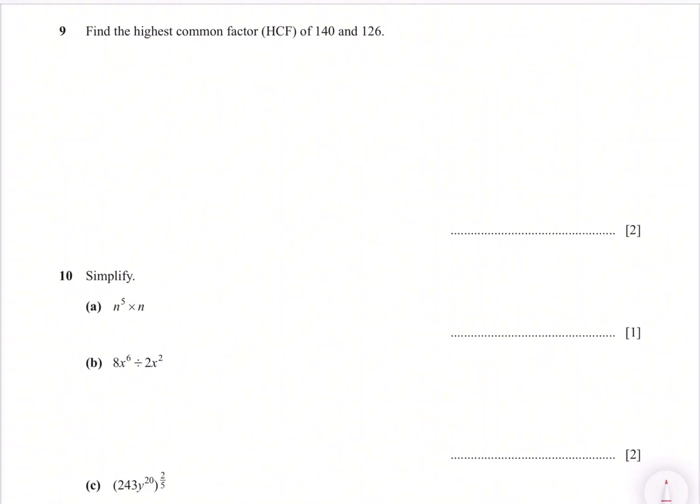Find the highest common factor, HCF, of 140 and 126. So take 140 and 126, divide by 2, then by 7. Now 10 and 9 cannot be divided any further, so 2 and 7 would be your HCF. Multiply 2 and 7. So you get 14. This is your HCF.